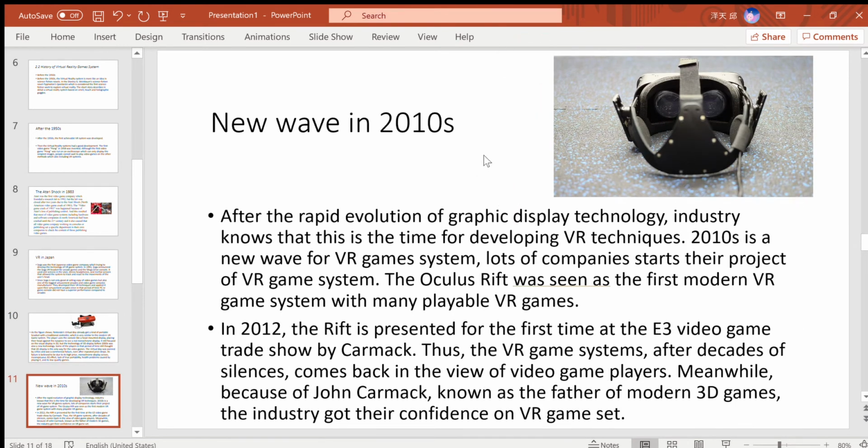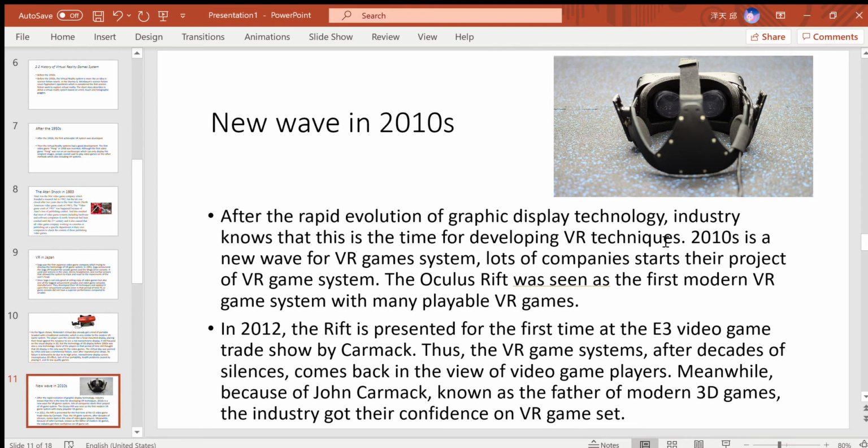After entering the 21st century, for the first decade, the public and investors were indifferent to commercially available VR technology. They were more excited about 3D performance. However, after the rapid evolution of graphic display technology, the industry knew that this was a time for developing VR techniques.